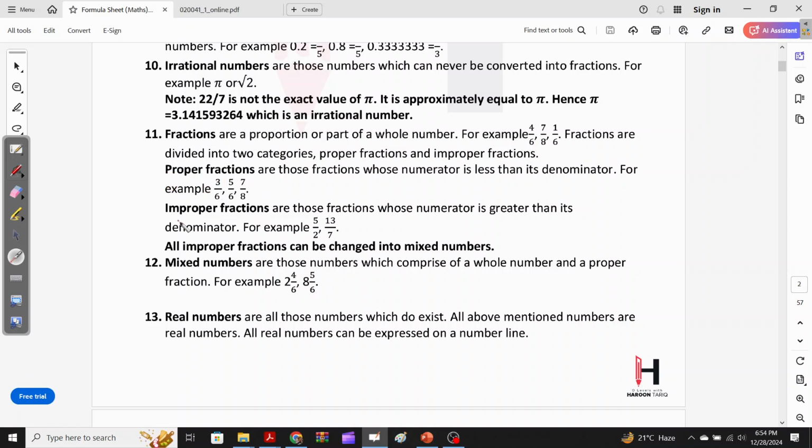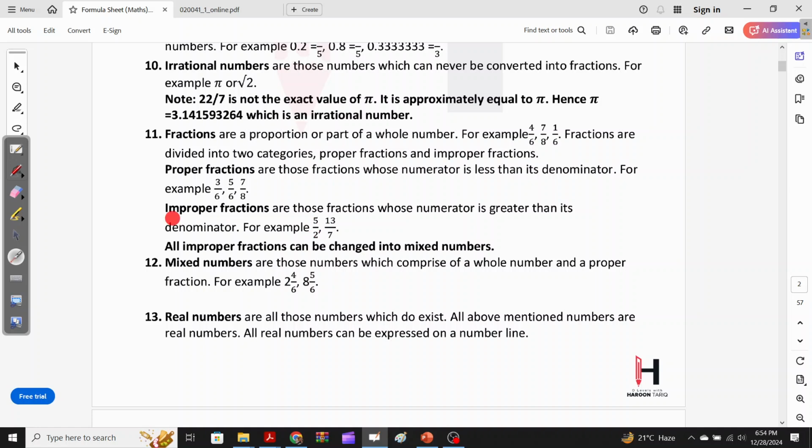What about improper fractions? Improper fractions are those fractions whose numerator is greater than the denominator. For example, 5 upon 2. You can see it is the opposite of proper fractions. Here the numerator is larger, the denominator is smaller.